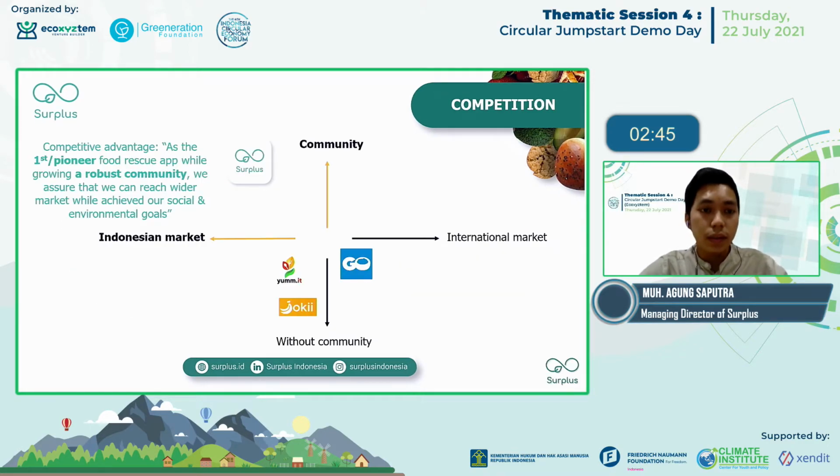Speaking about the competition, our unfair advantage is being the first, or pioneer, in this industry. While growing a robust community, we assure that we can reach a wider market while achieving our social and environmental goals. And additionally, our potential competitors are still in the idea stage.